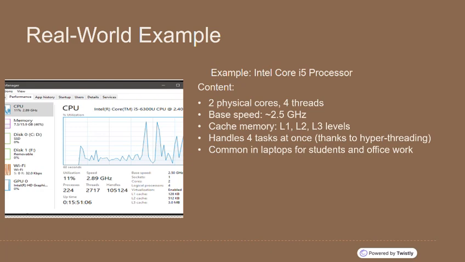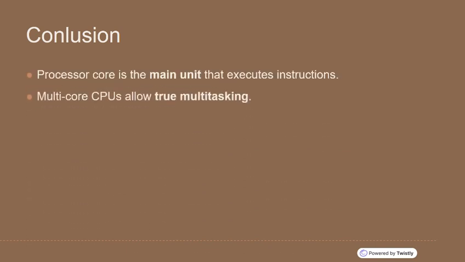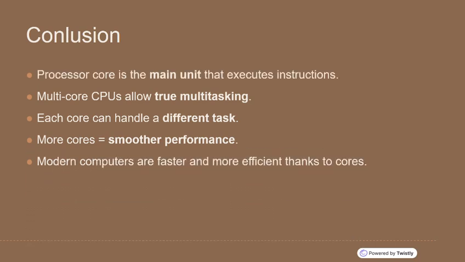To summarize, processor cores are the key part of a CPU that actually execute instructions. In older single core processors, multitasking was very limited, but with multi-core processors, each core can work on a separate task at the same time. This makes computers faster, smoother, and more efficient. Multitasking is important because it allows us to do multiple things at once, increases productivity, and ensures background tasks run without affecting our main work. So, the more cores a processor has, the better it performs in handling multitasking.